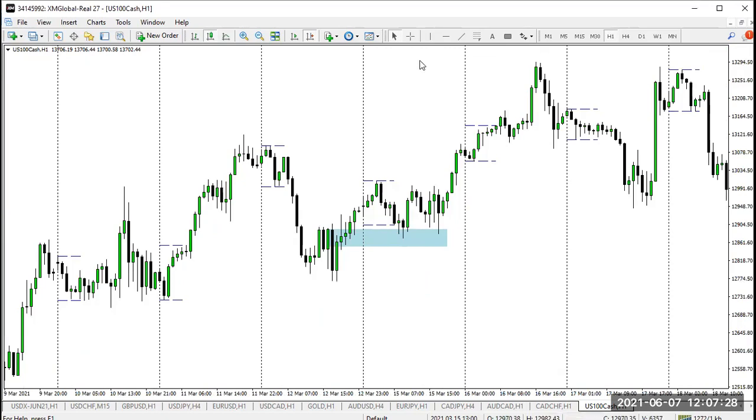Another one here. The breaker, anyone who bought here was taken out. And then price broke structure, and then here the next day it returned to the breaker. This is the breaker block here.